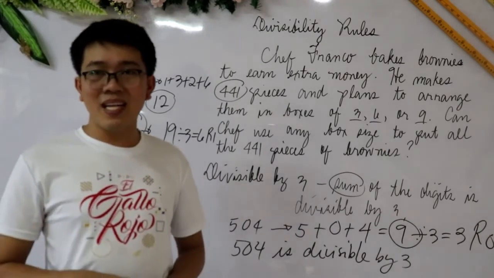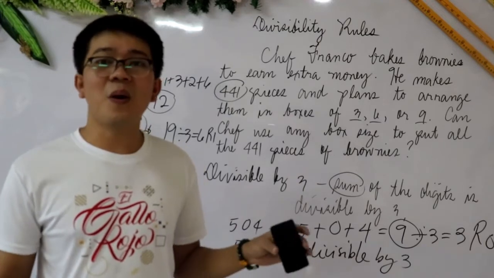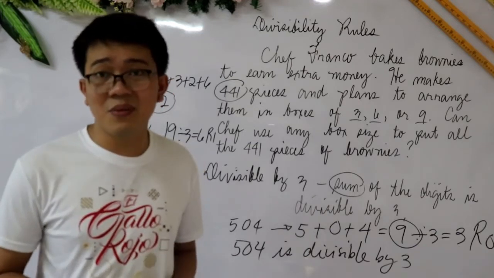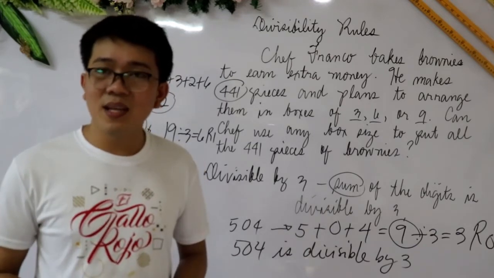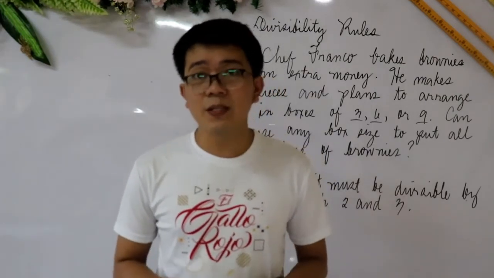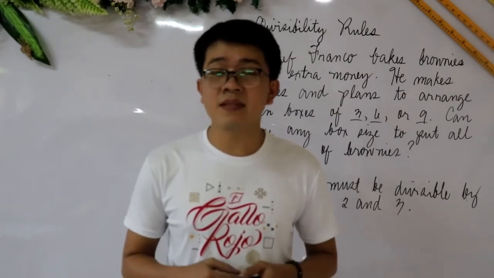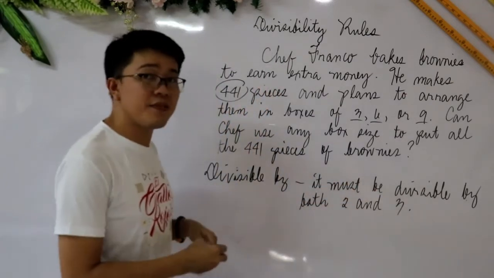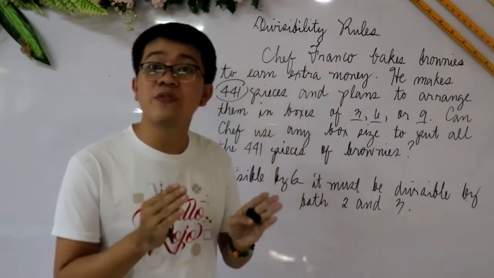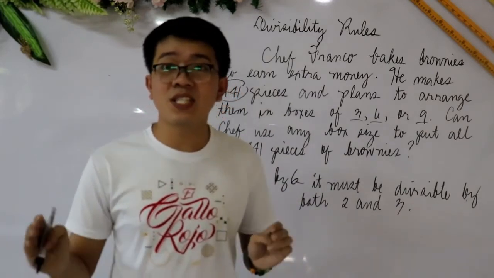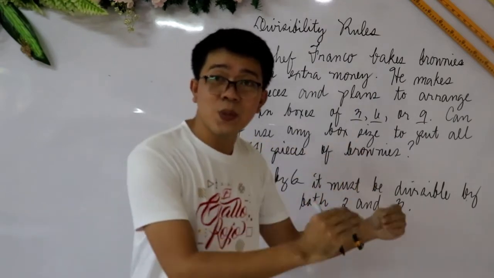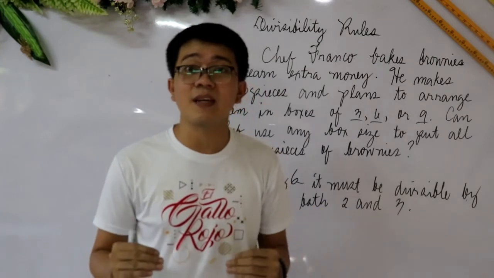Alright, since you know already how to get the sum of all the digits to check if it's divisible by 3, then we can move already to the next divisibility rule, and that is divisibility rule number 6. Now, what is the condition in divisibility rule number 6? According to its statement here, a number is divisible by 6 when it is divisible by both 2 and 3. It has to satisfy both conditions. First, it should be divisible by 2, and second, it must be divisible by 3.